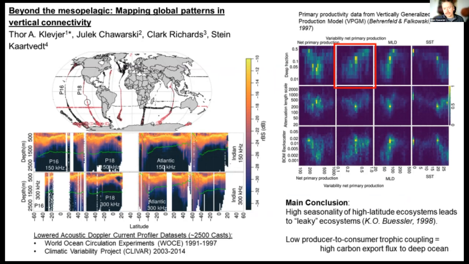And so our main conclusion from this paper was that the high seasonality that we see in high latitude ecosystems actually leads to this leakiness where food and carbon is actually making it much deeper. And so we think that this low producer to consumer trophic coupling is leading to higher carbon export flux in the deep ocean. Thank you.